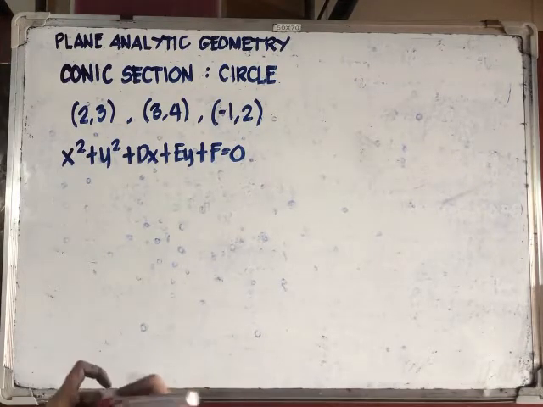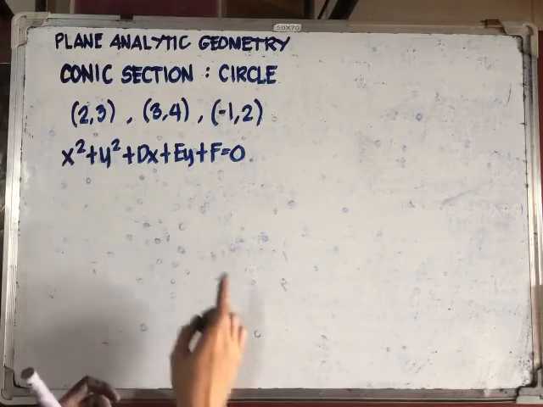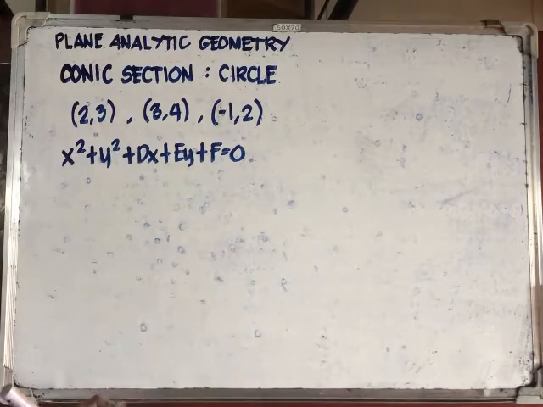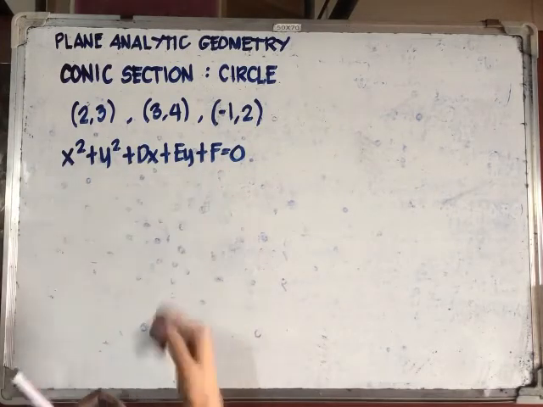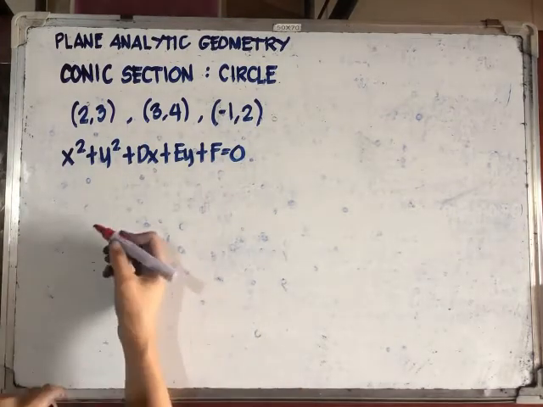So what you need to do is substitute all the points here, and you will get 3 equations. From the 3 equations, you will get D, E, and F. Okay, we know the game plan now, so let's do that.